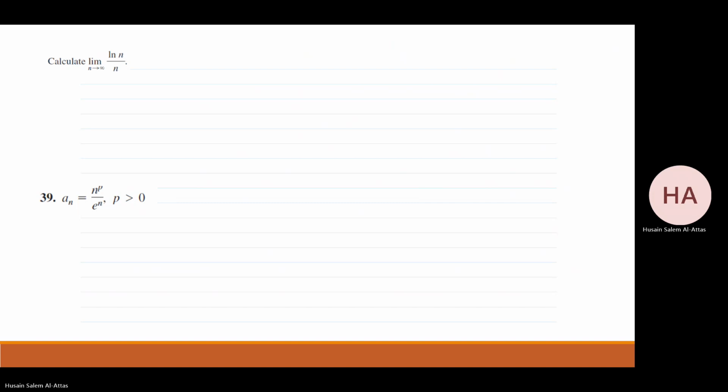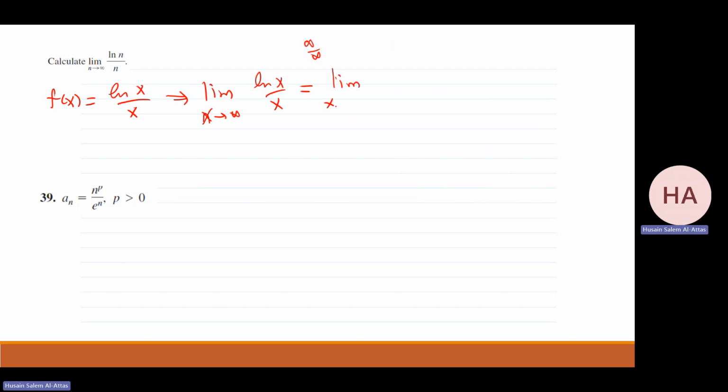Okay. Limit of ln n over n. It will be infinity over infinity. So I take f of x as ln x over x. I need to find the limit of f of x as x goes to infinity of ln x over x. I have infinity over infinity, so I use L'Hôpital's rule. You'll get 1 over x over 1. And that will be 0. So this limit is equal to 0.